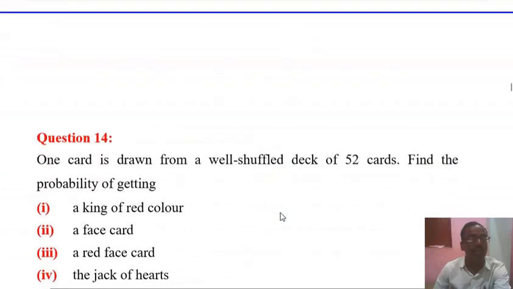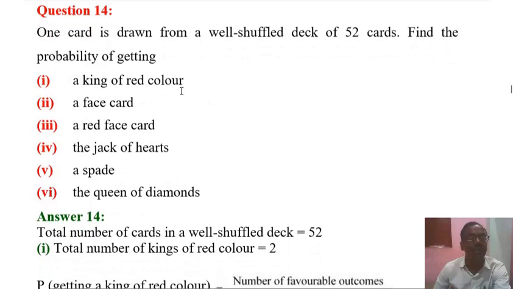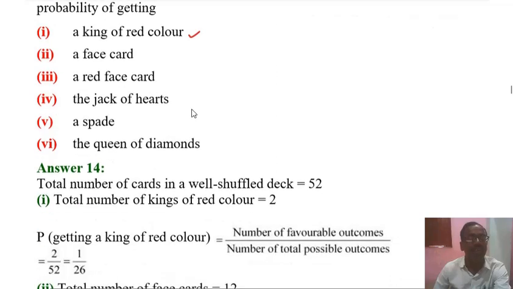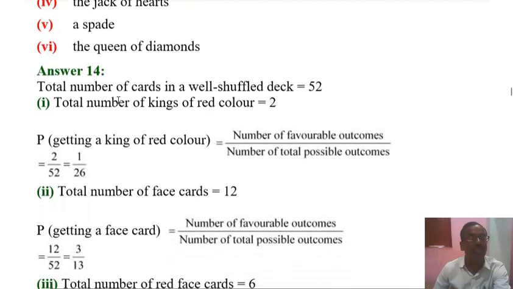Let's see question number 14. One card is drawn from a well-shuffled deck of 52 cards. Find the probability of getting a king of red color, a face card, a red face card, a jack of hearts, a spade, the queen of diamonds. So the solution of question number 14: the total number of cards in a well-shuffled deck is 52. So the total number of possible outcomes is 52.